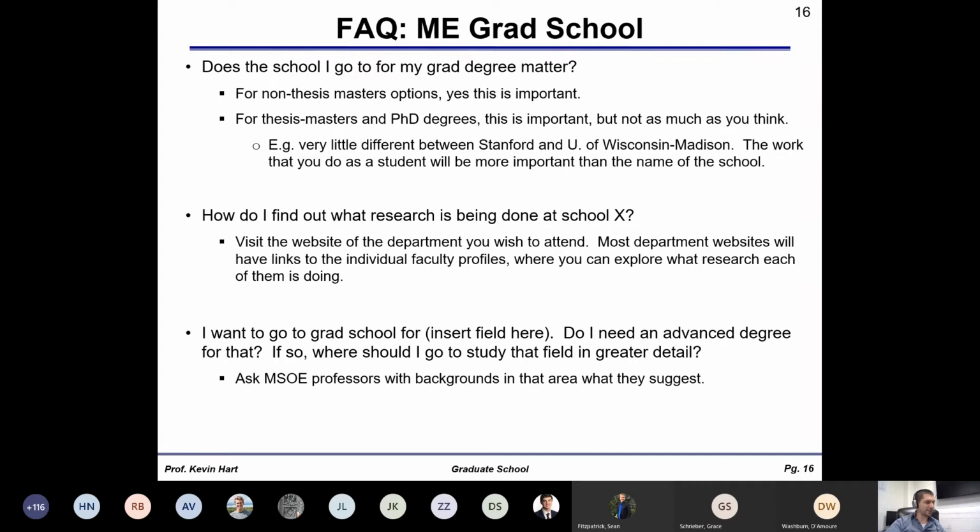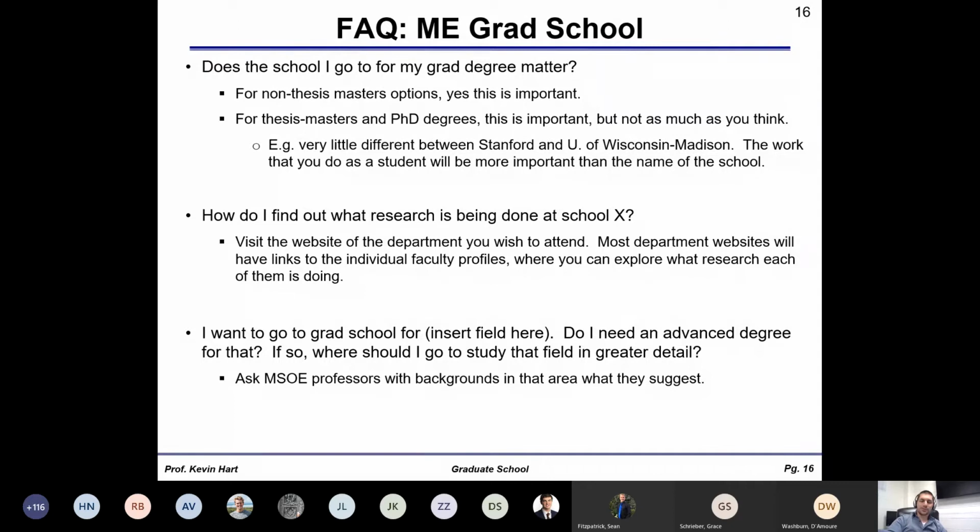So if you went to Stanford or you went to UW-Madison, in my eyes, you're equal. The next question is, what did you write your thesis on, and is it good? How do I find out what research is being done at a particular school? Visit the websites. That's it. Go see what professors are doing what.